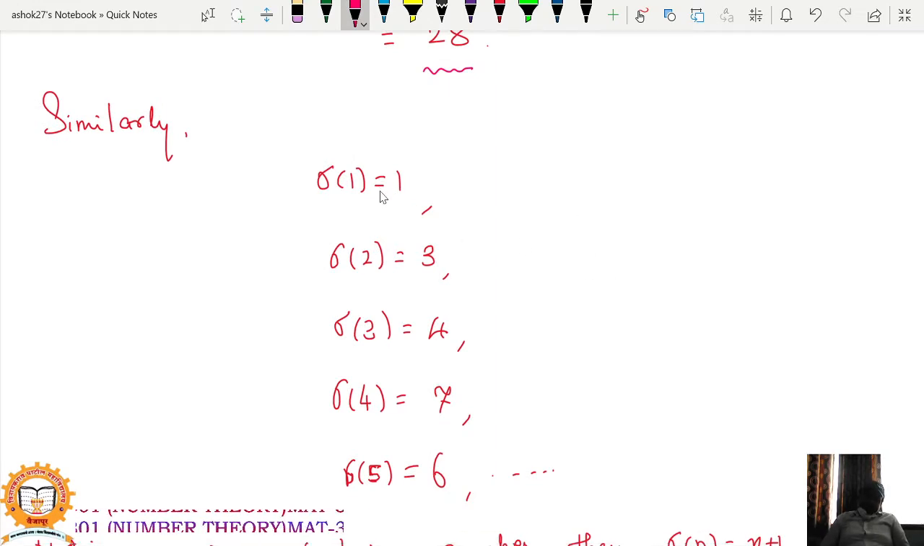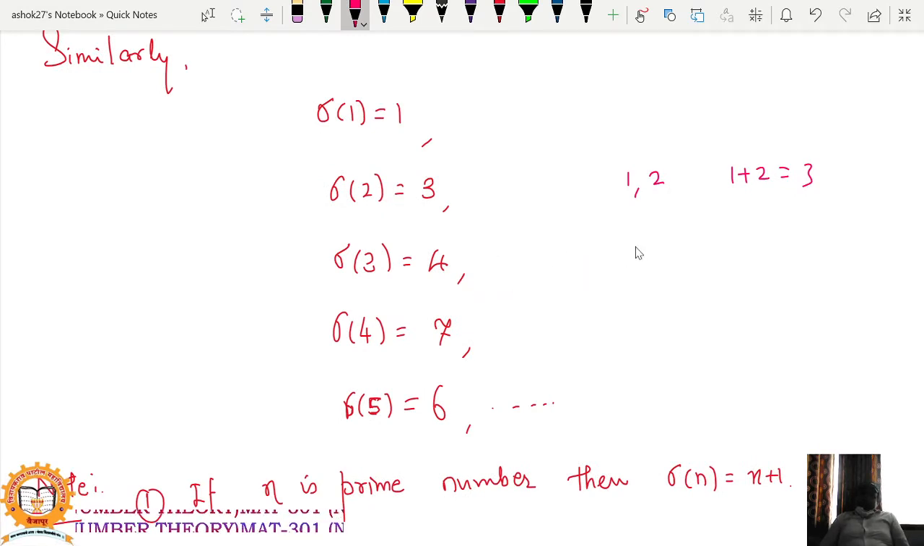In a similar way, you can find sigma of 1. There is only one divisor, that is 1, and so naturally sigma of 1 will be 1. Sigma of 2: there are two divisors, 1 and 2, so 1 plus 2 will be equal to 3. Sigma of 3: again there are only two divisors of 3, that is 1 and 3, and 1 plus 3 is equal to 4, and therefore sigma of 3 will be 4. In a similar way, what are the divisors of 4? These are 1, 2 and 4. So 1 plus 2 plus 4 will be 7, and similarly for sigma of 5.